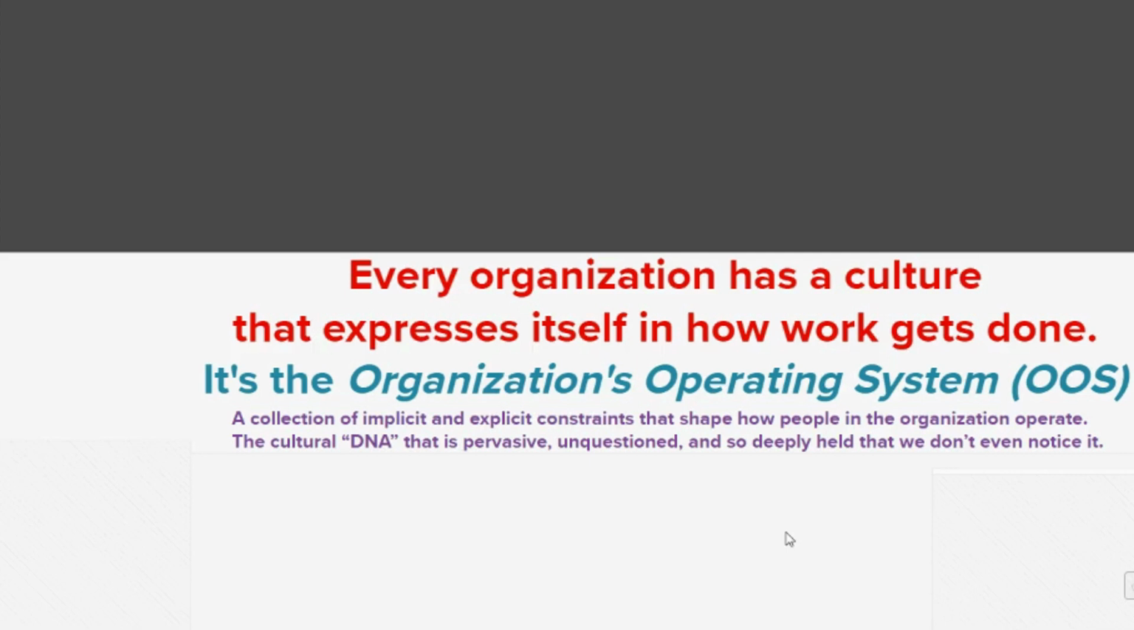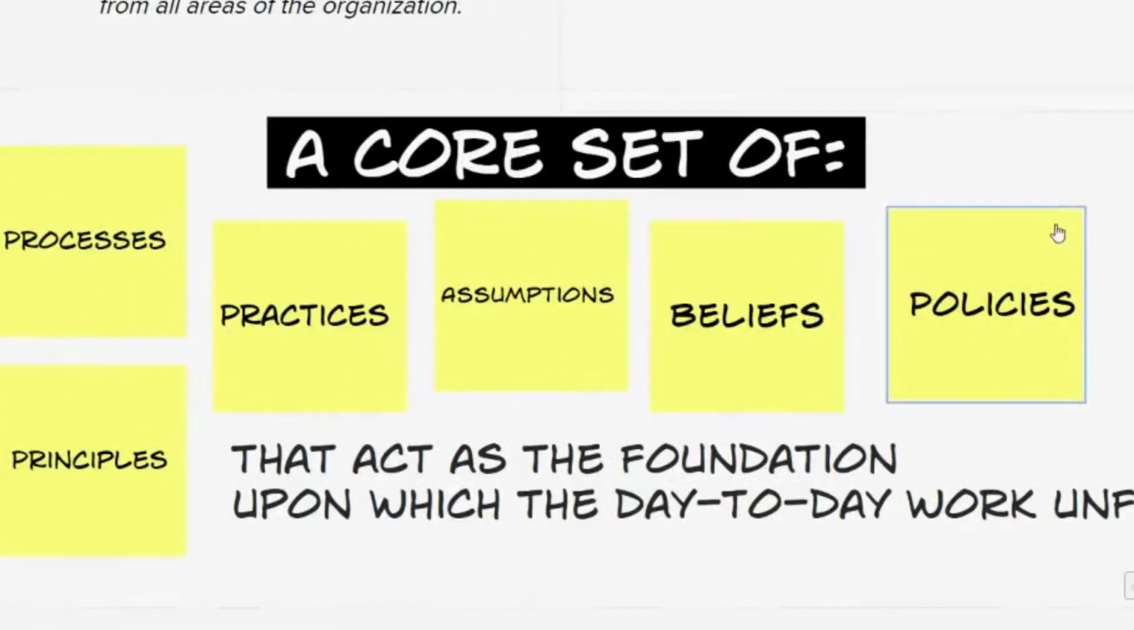Now, this is a collection of implicit and explicit constraints that shape how people in the organization operate, and it is invisible because the DNA is very pervasive and hard to see. So the work in this meeting is pretty much about clarifying what this operating system is. It's a core set of processes, practices, assumptions, beliefs, policies and principles that act as the foundation of everything the organization does in its day-to-day work.